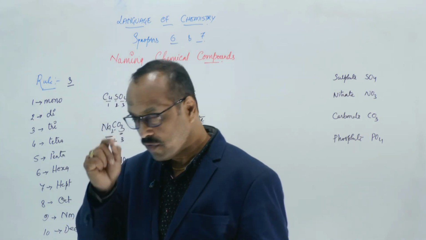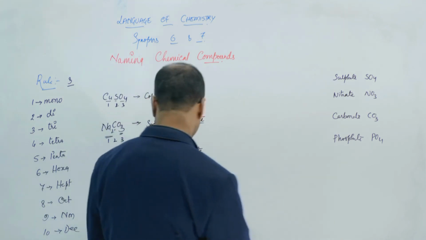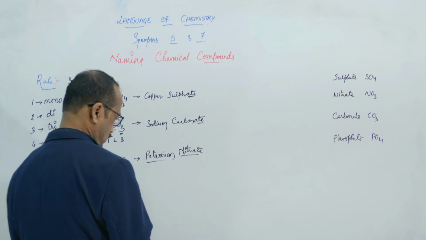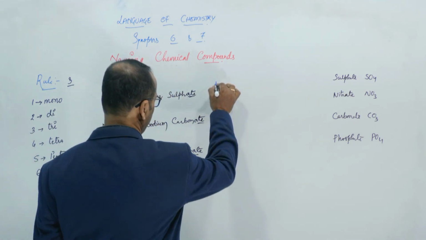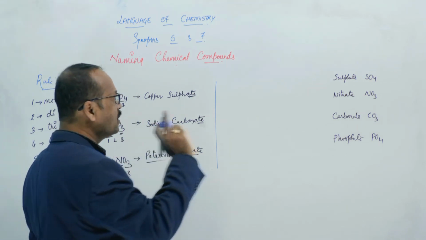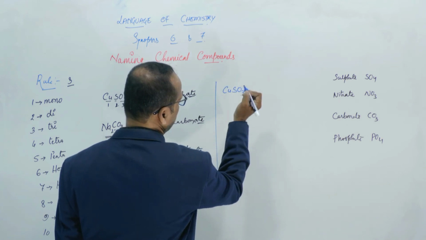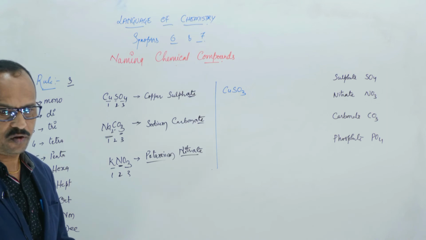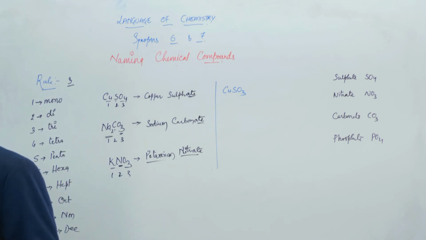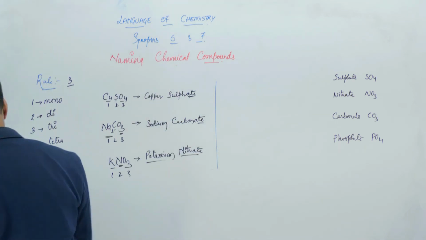Right. Now, a very important point I am going to explain. Now see here. For example, CuSO4 is there. For example, if I have CuSO3, then what can I write? CuSO3. Now what can I write?